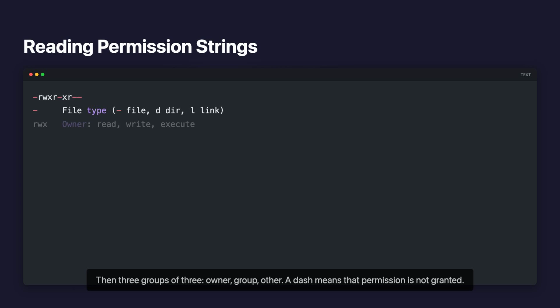First character is the file type. Then 3 groups of 3, owner, group, other. A dash means that permission is not granted.